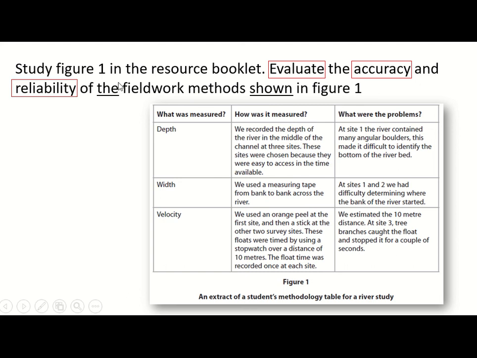Another example: study figure 1 in the resource booklet. There you go, there's a resource. Evaluate the accuracy and reliability of the fieldwork method shown in figure 1. So it's evaluate, you need a conclusion, but what are you evaluating? The accuracy and reliability. How accurate and reliable are these methods for measuring depth, width, and velocity from someone else's fieldwork? So this is your resource. This is what you've got to draw from. Okay, so there you go. There's a resource available, and you must quote specific things from this resource in your answer to get the full marks.